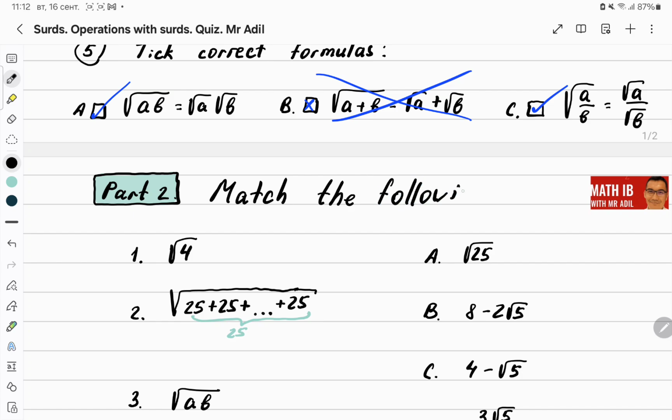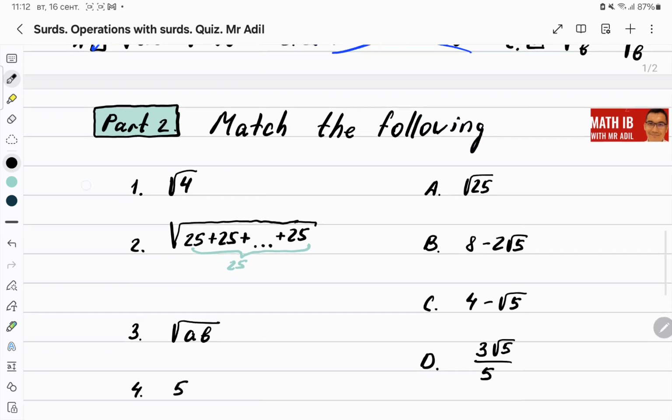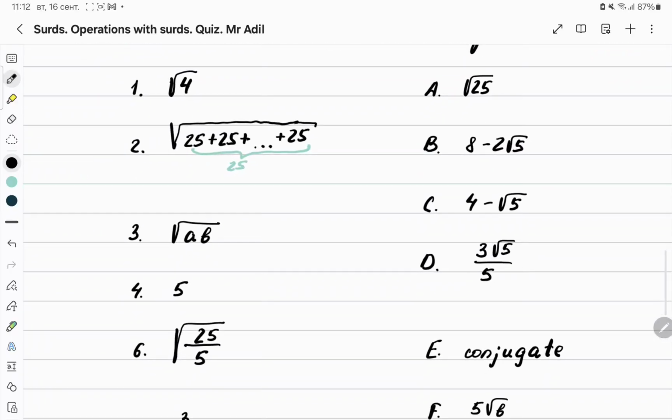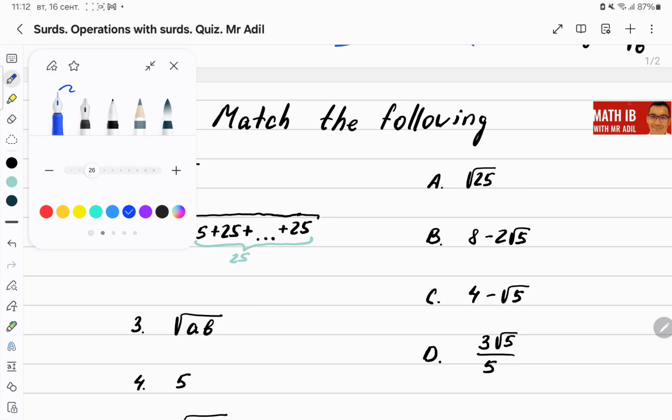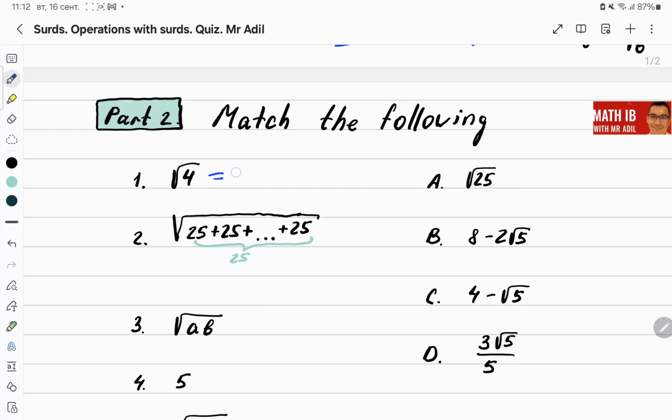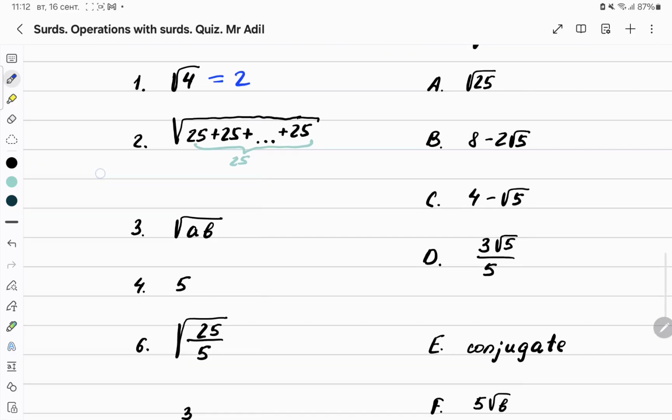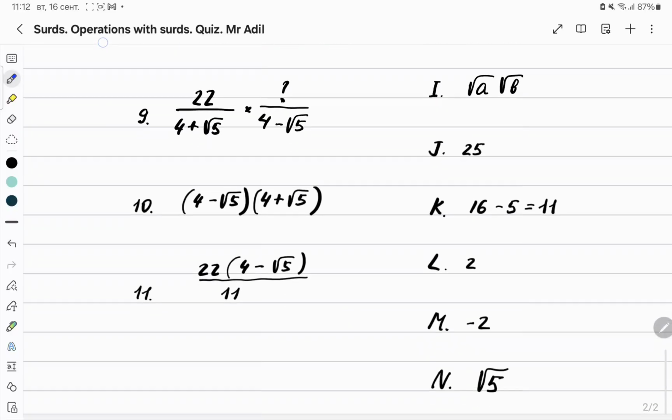Okay, so in the left side you see the questions, on the right side answers, and we have to connect each question with its corresponding answer. Square root of 4. What's the square root of 4? We know that the square root of 4 is equal to 2. It is obviously 2. And let's find that 2 in our answers.